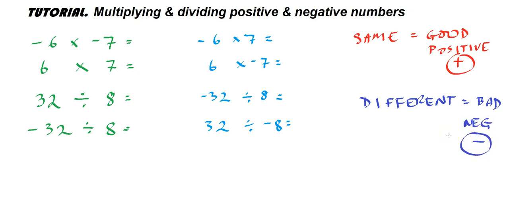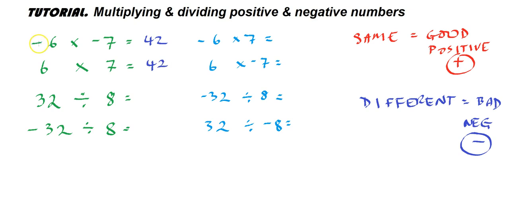Okay, so if we use this idea, same, so same signs. So negative times a negative, they're the same, right? Positive 6 times positive 7, they're the same. So those answers have to be positive. So let's just go through. 6 times 7 is 42. We just have to decide whether they're positive or negative.